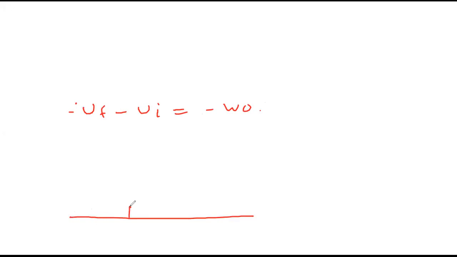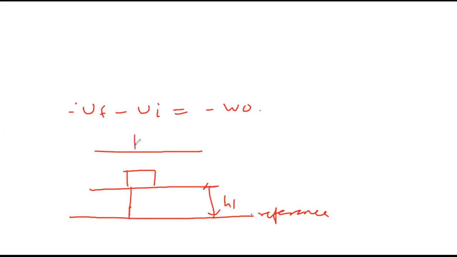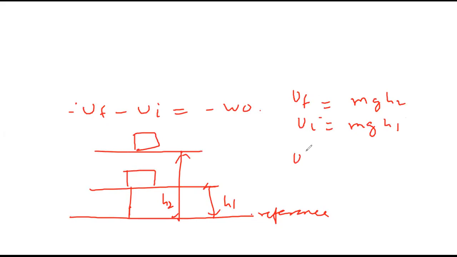So imagine this is one reference point. Here we have a body at height h1. Then the same body is taken to height h2. So I can say final U is mgh2. Initial U is mgh1. U final minus U initial will be mg(h2 minus h1).